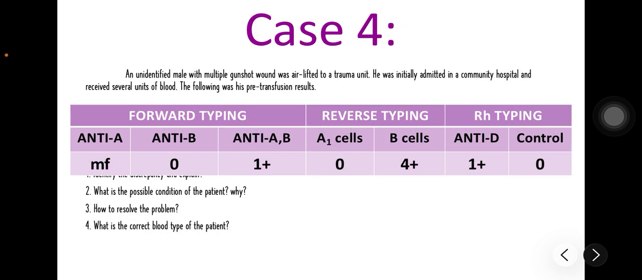So in case 4, an unidentified male with multiple gunshot wounds was airlifted to a trauma unit. He was initially admitted in a community hospital and received several units of blood. So the following are his results.